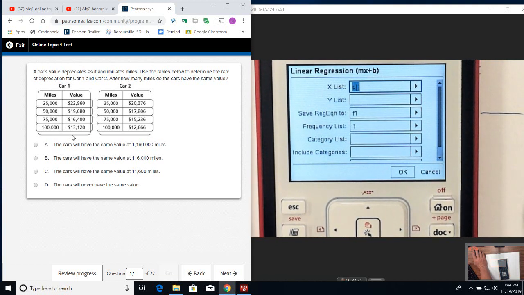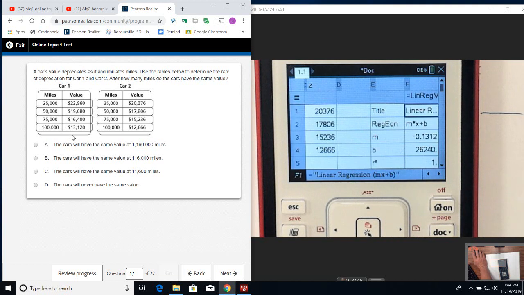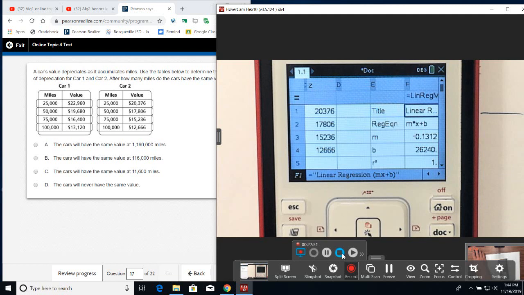For what? The calculator's wanting to know, what do you want X to be? Well, I want it to be the miles. And I want the Y to be the value of car 1, which is what variable? Didn't we say that was Y? So that's Y. And we're going to save this as function 1. So hit enter. Okay, so once I hit enter, it's saved into that.